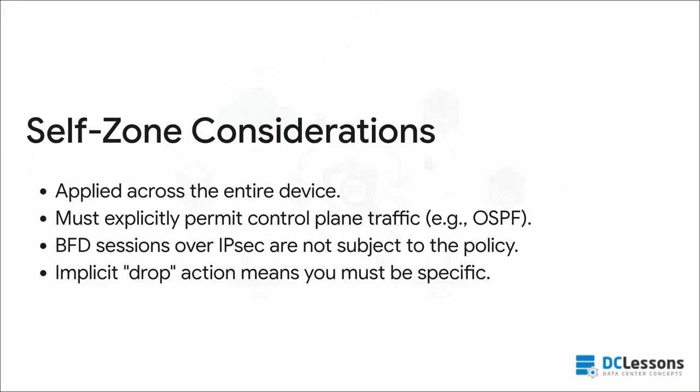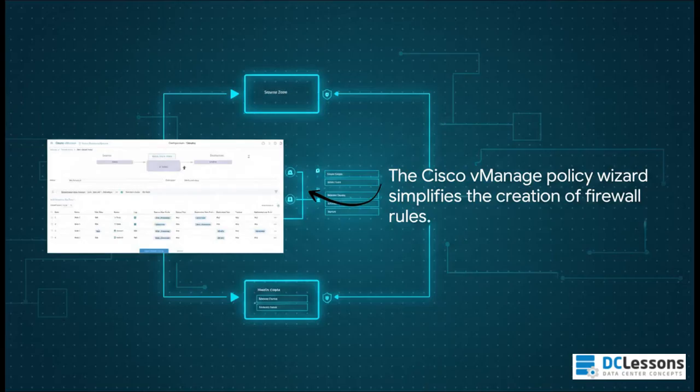Now, a quick heads up when you're configuring a self-zone policy, and this is a big one. There's an invisible drop rule at the very end. So what does that mean for you? It means you have to explicitly permit any essential control plane traffic. For example, if you're running OSPF for routing, you absolutely have to create a rule to allow it. If you don't, you could accidentally bring your whole network to its knees. So be very, very specific here. And here's where it all comes together.